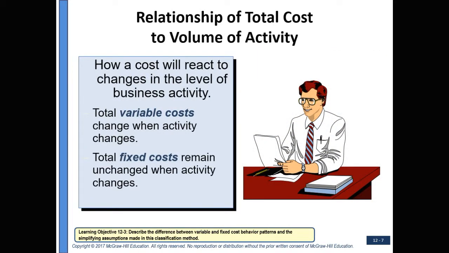To start with, we're going to talk about the relationship of total costs to a volume of activity. Costs react to changes in the level of our business activities. These terms, variable costs and fixed costs, should be a little bit of a review from a prior course. Total variable costs change when activity changes, whereas total fixed costs remain unchanged when activity changes.